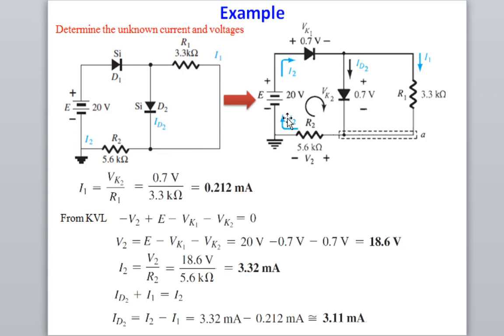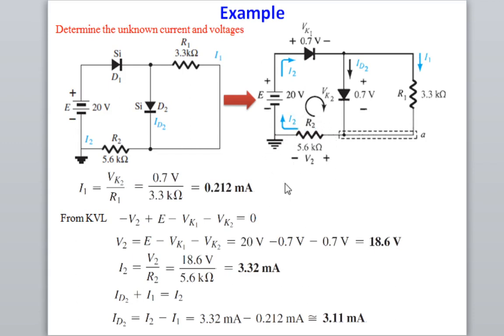If you apply it in this circuit, we get V1 plus V2 plus V2 minus E. You can also do it in the reverse way, that is minus V2 plus E minus VK1 minus VK2 is equal to 0. E is known, VK1 is known, VK2 is known, only V2 is unknown. So V2 will be equal to E minus VK1 minus VK2, that is 20 minus 0.7 minus 0.7, that is 18.6 volt.